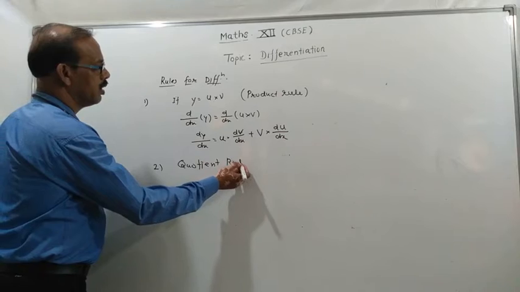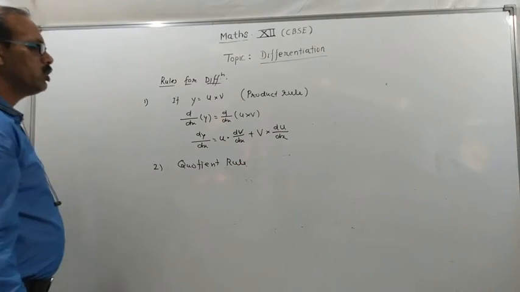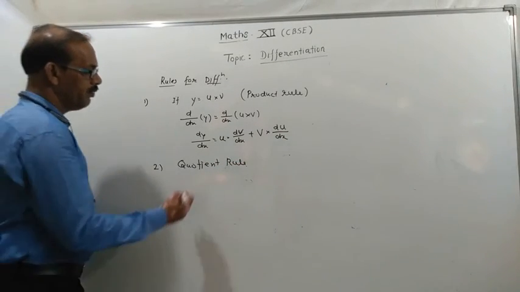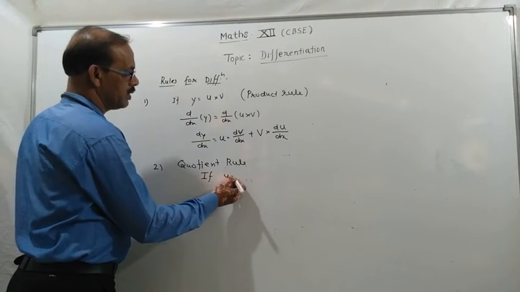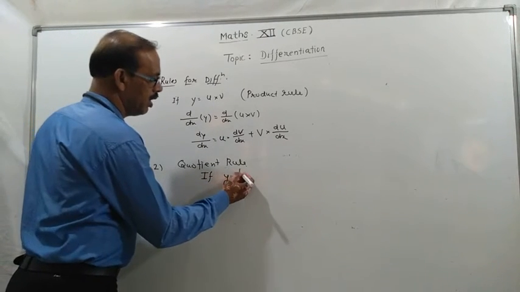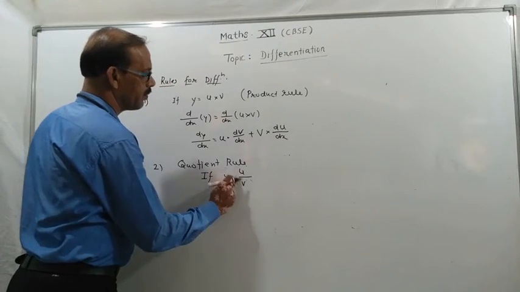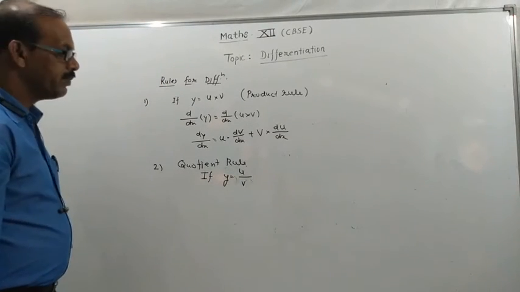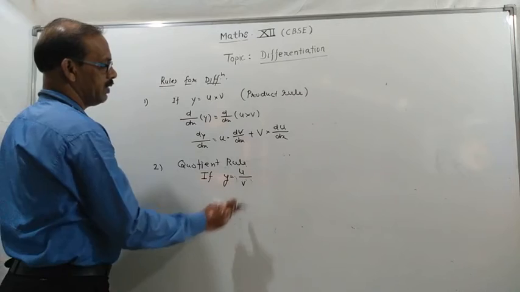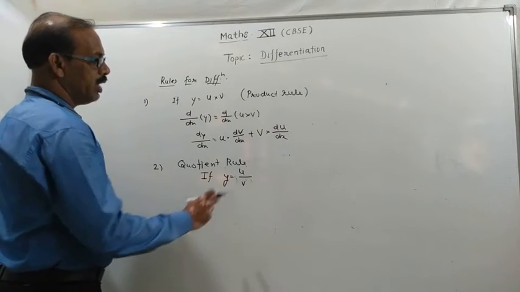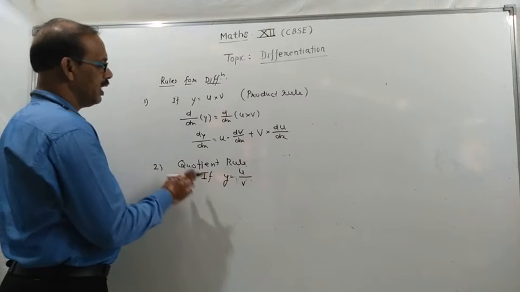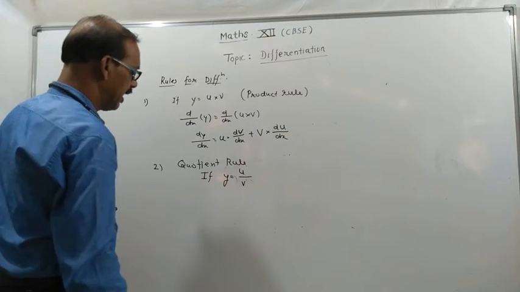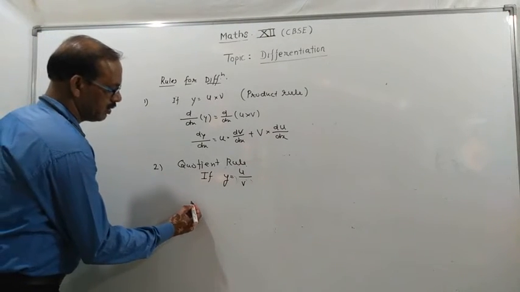Quotient rule. Quotient is division. If any function is given by y equal to u by v, u divided by v, and suppose we have to find the derivative of this u divided by v, then we apply the quotient rule, which can be expressed like this.